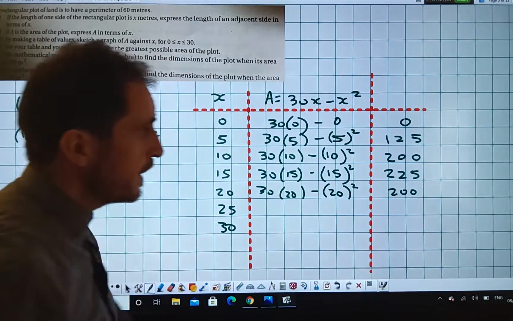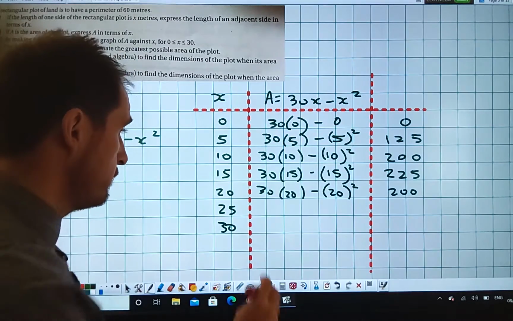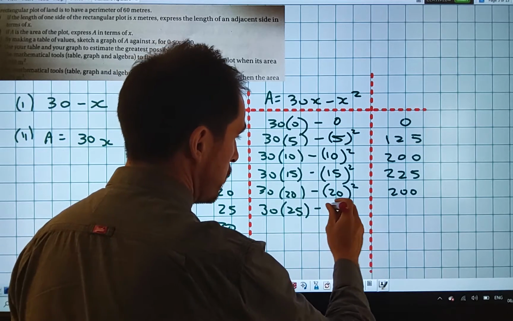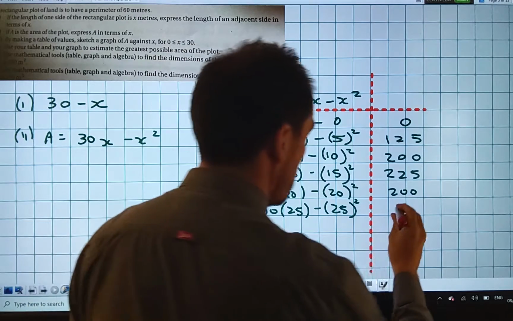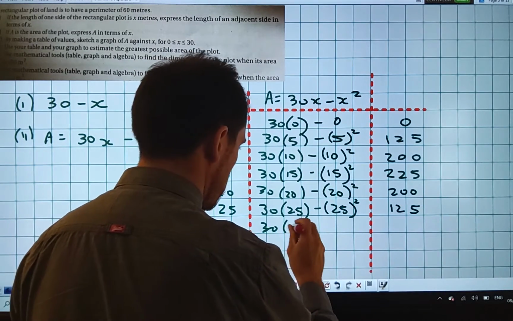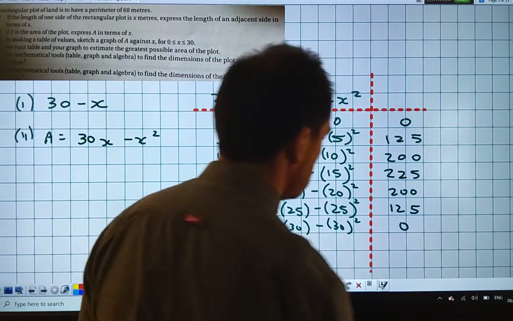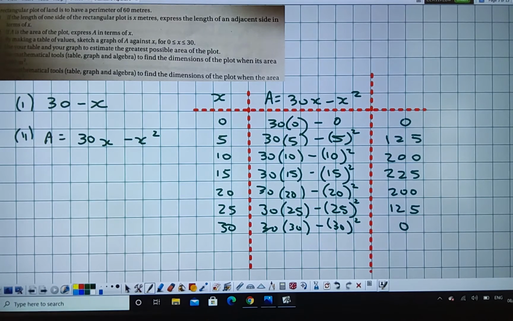And what you'll start to see here is this: 0, 125, 200, 225, 200. It repeats on itself. And that tends to be the way with these graphs, because when you draw them, you'll see why. Okay, so when I multiply that out there, I get 125, and 30 times 30 minus 30 squared gets me 0. So now, it says here to make a sketch of a graph of A.